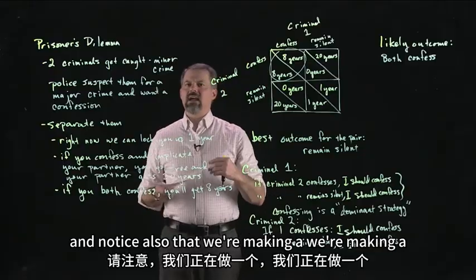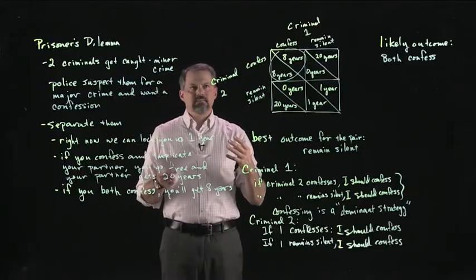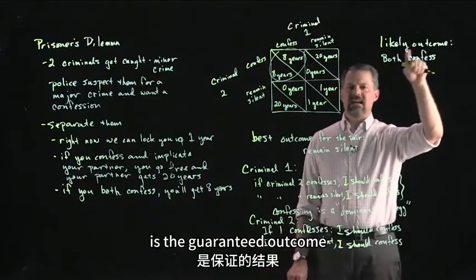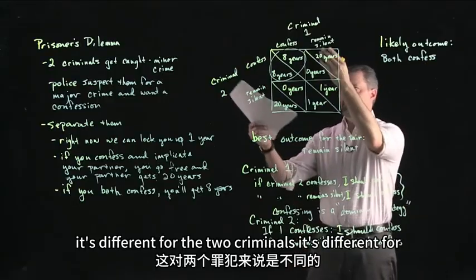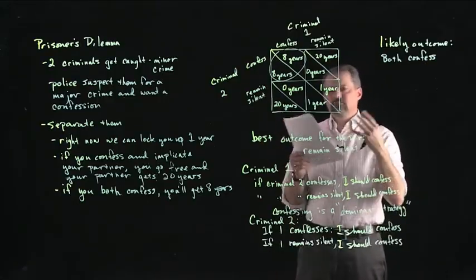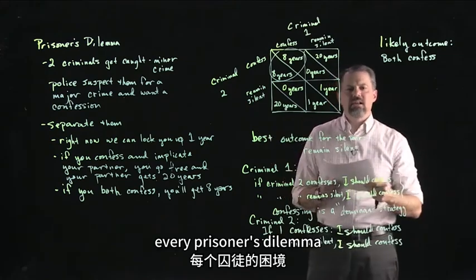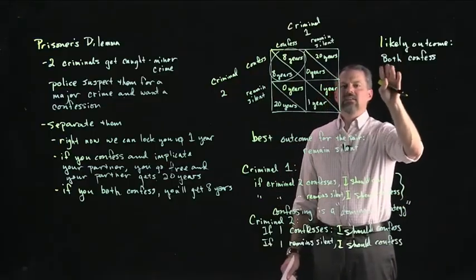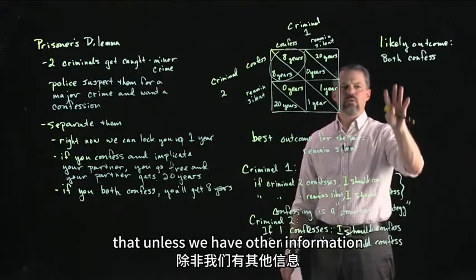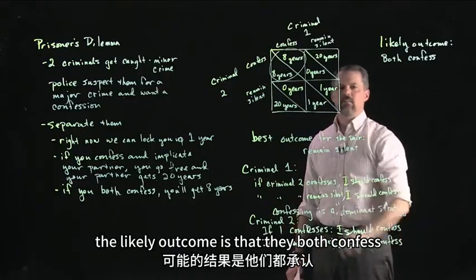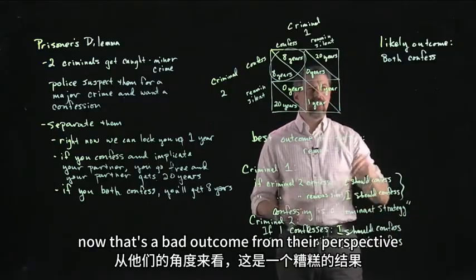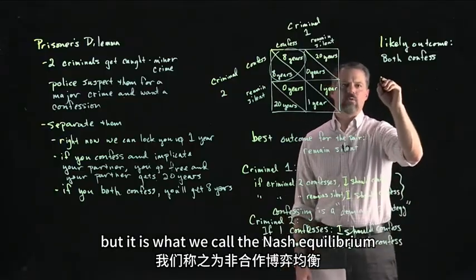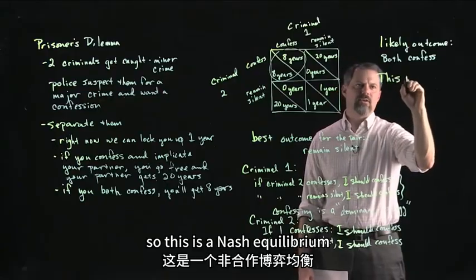And notice also that we're making not so much a probability statement, but we would never say that this is the guaranteed outcome. It's different for the two criminals. Every prisoner's dilemma situation would be a little different from every other one. But what we're saying is that unless we have other information, we would predict that the likely outcome is that they both confess. Now, that's a bad outcome from their perspective, but it is what we call the Nash equilibrium. So this is a Nash equilibrium.